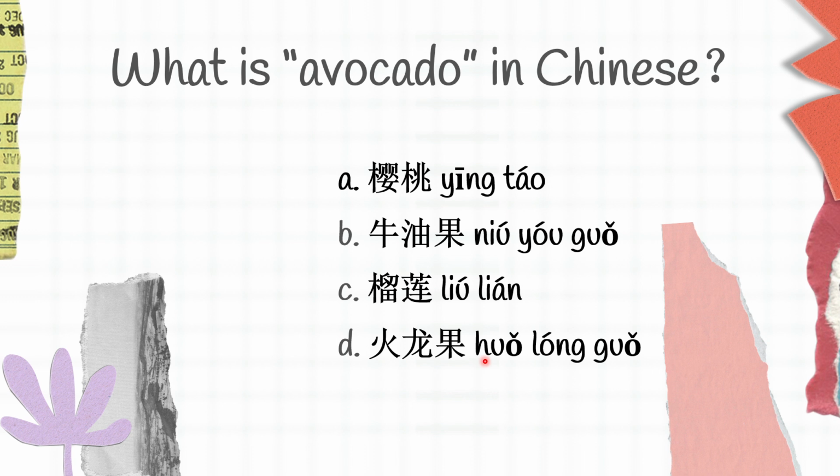So I will explain it to you. 樱桃 is cherry. 牛油果 is avocado. 榴莲 is durian. And 火龙果 is dragon fruit. So the correct answer should be B, 牛油果.